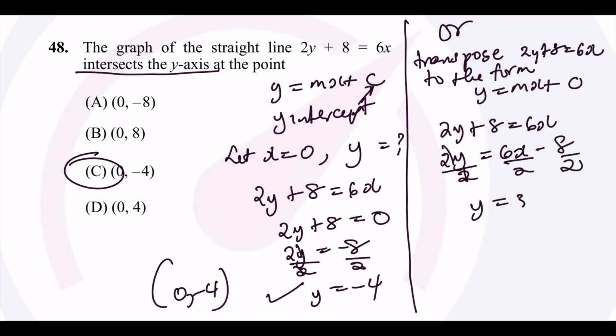So y is equal to 3x minus 4. And that right here will give me our y-intercept. So we know that our y-intercept will take the form of (0, -4). If the question had asked you to find the x-intercept, you would simply let y be equal to 0 and so on.